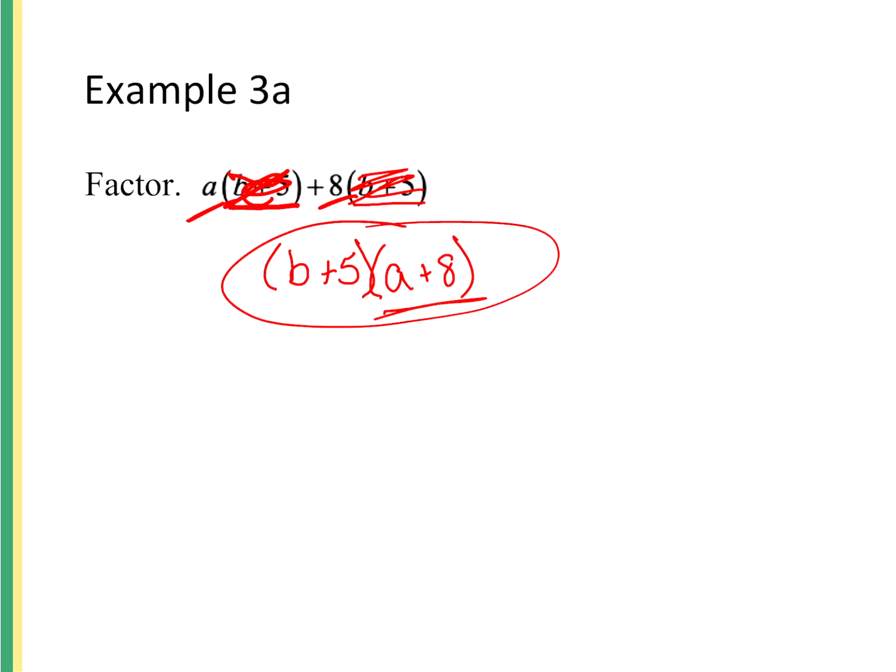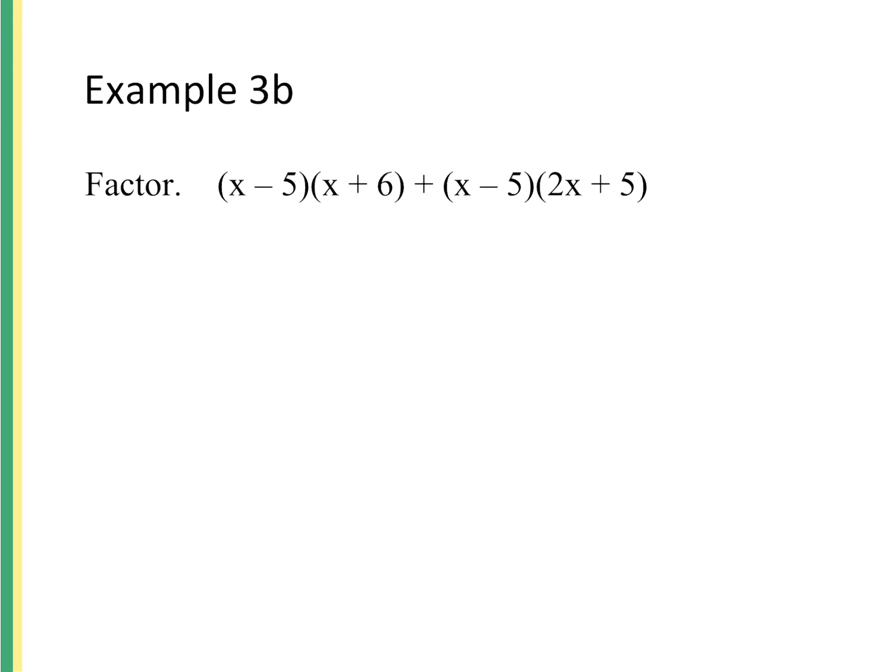You got it. Okay, so let's look at this. I have 2 again. What do each one of these have in common? X minus 5. An x minus 5, right? So I'm going to take out that x minus 5. And then if I take the x minus 5 out, that means this goes away and I'm left with x plus 6.